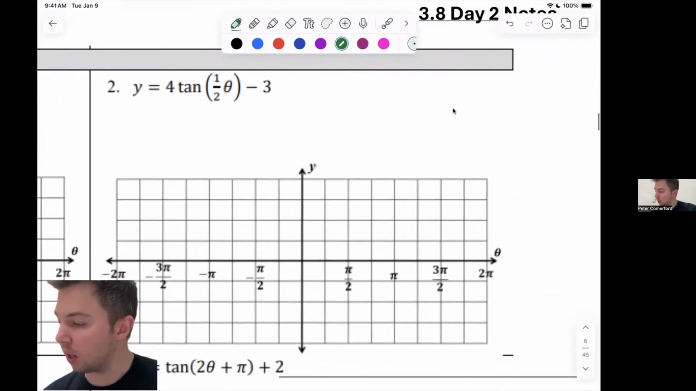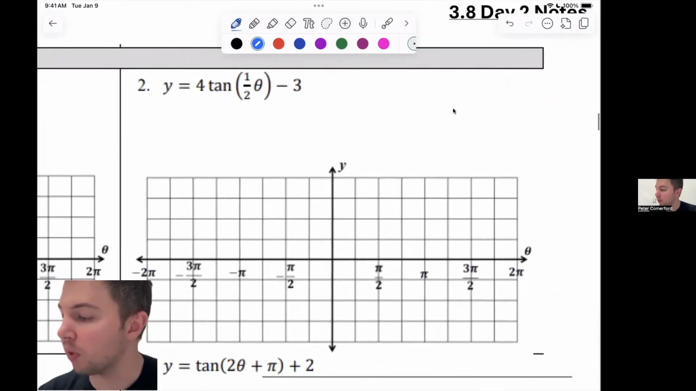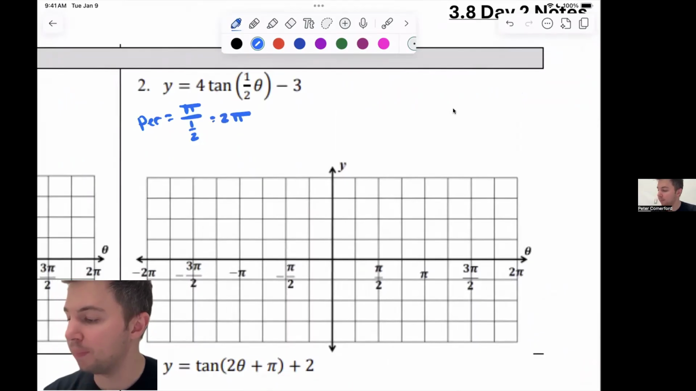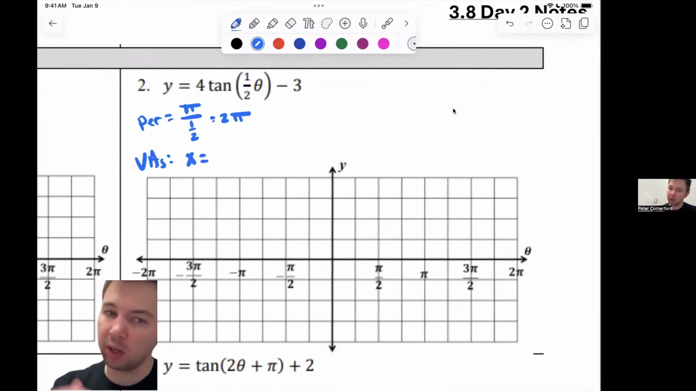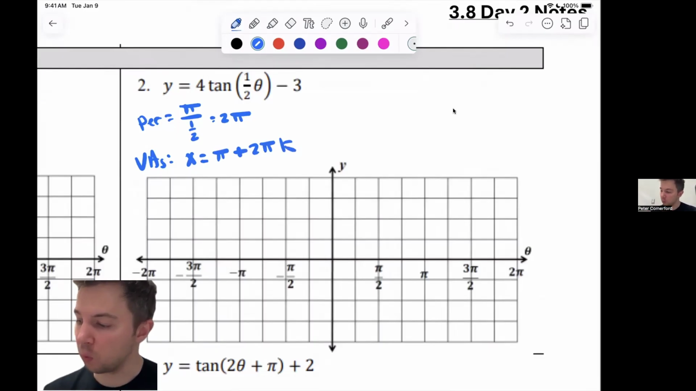For number 2, again, this rhythm of finding the period first: it's pi over b, so pi over 1/2. Here my period is 2 pi. So my vertical asymptotes, x equals, cut the period in half, pi. No phase shift, so I'm just going to do plus period k, so plus 2 pi k. And there's one asymptote at pi.